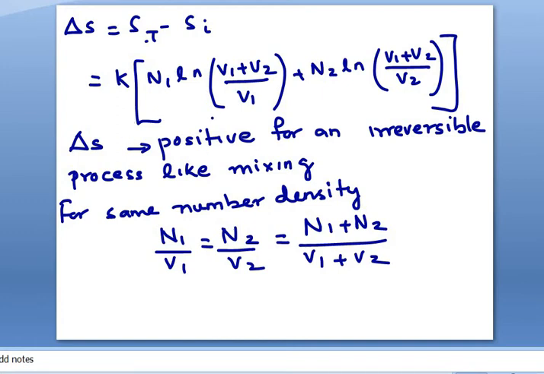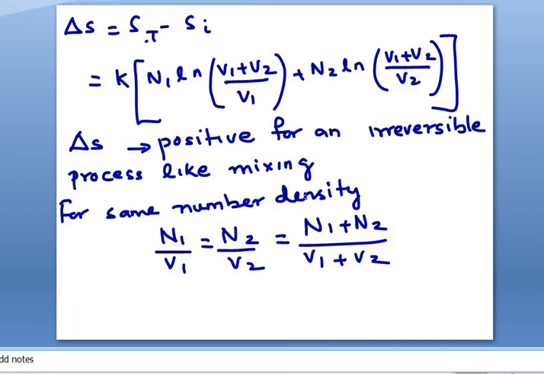And the change in entropy here is assumed to be positive. This also looks positive because it's an irreversible process, which we know. We are mixing two gases. You cannot separate them again because they are two different gases. So here entropy is given by this expression.